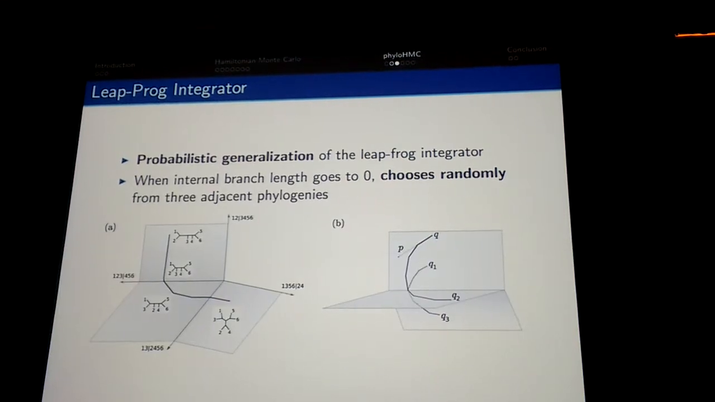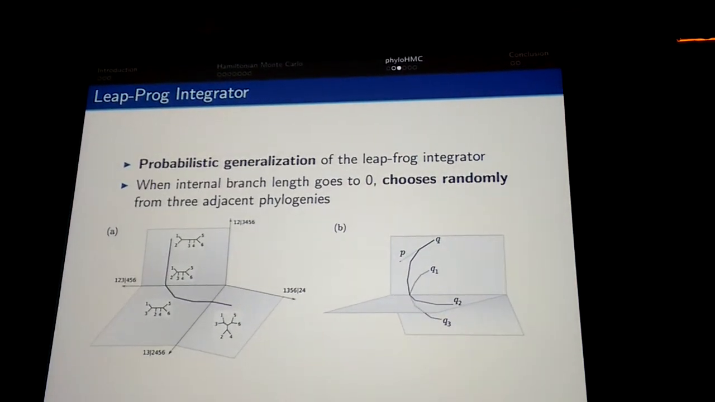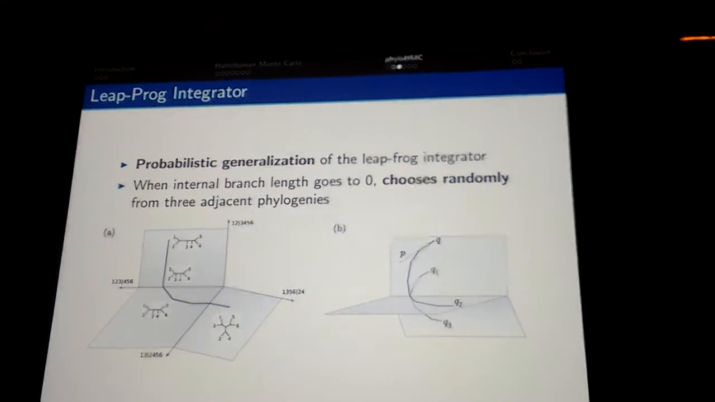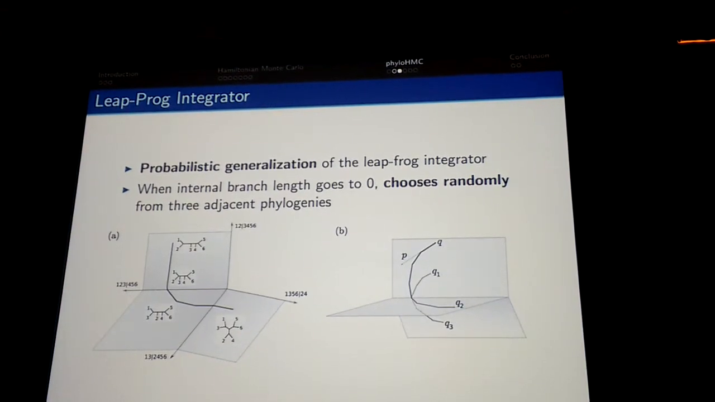So what does that look like? We can end up with something like this. We can imagine a path through the space. This is one tree, and this is a Euclidean space for that one tree.